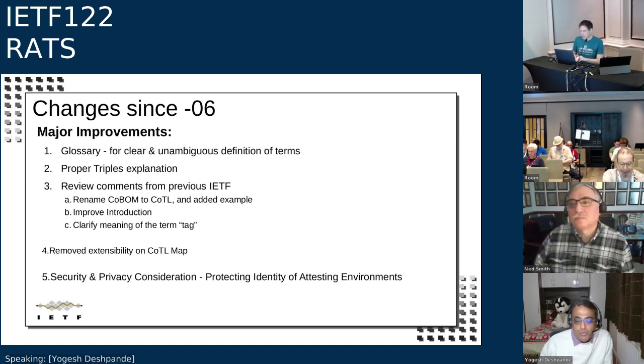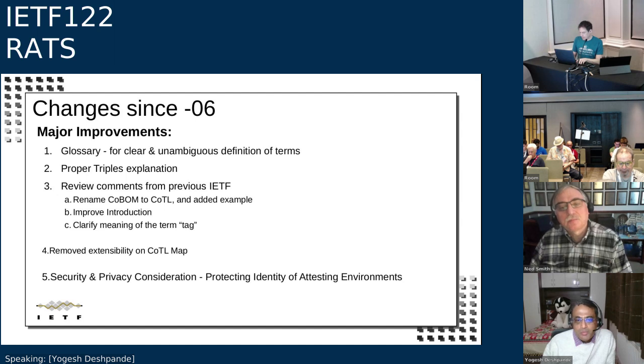Apart from that, there were some major improvements. Last time, Hannes had a comment that there is no clear definition of key terms. So thanks to Thomas, he added a very useful glossary describing each relevant term used in the quorum draft. Then there was a comment that there is no proper context for each of the triples. So for each of the triples, we have added a proper explanation of what each triple means and what it conveys. Then from Hannes, we had a comment last IETF session about COBOM. COBOM sounds like SBOM, which was not the case, so we renamed it to COTL. What is COTL? COTL stands for concise tag list, and we have added an example in CBOR diag to explain how to use it. And apart from that, we tidied up feedback from the previous IETF.